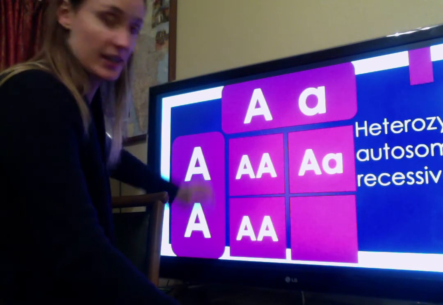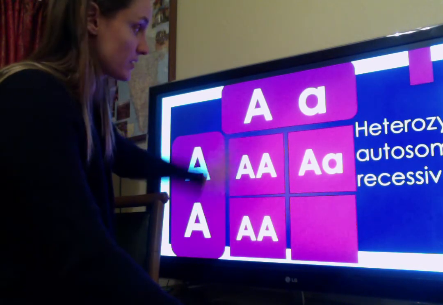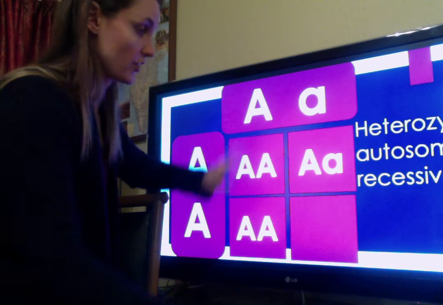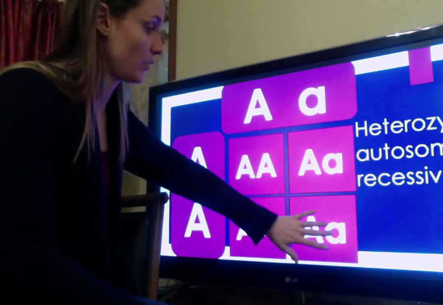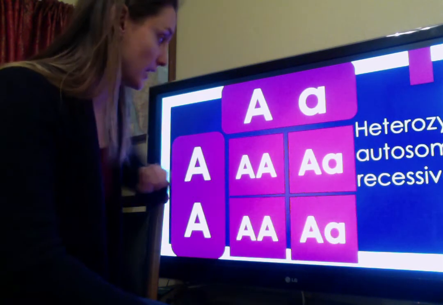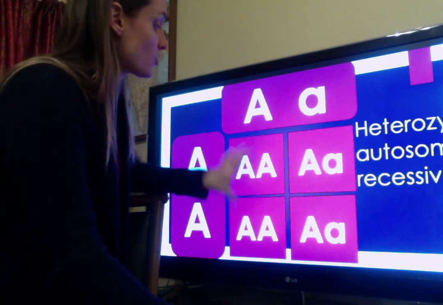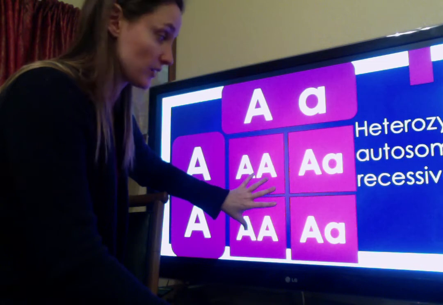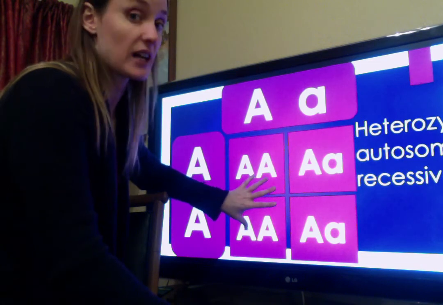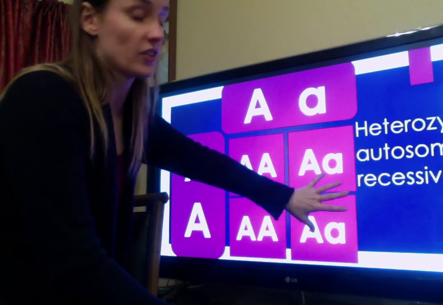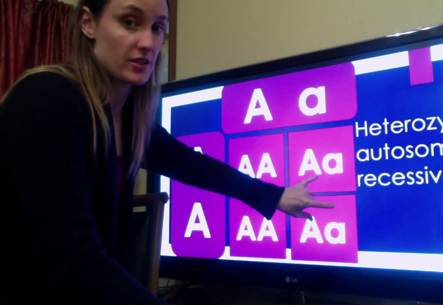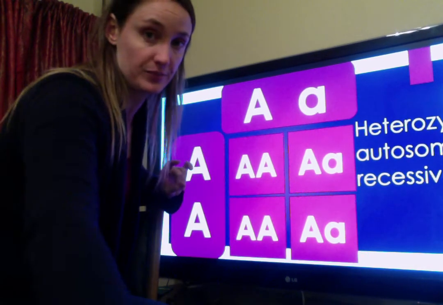And then we're going to get a big A and a big A here, because this one is not a carrier. So two big A's, they don't have the trait. And once again, big A and a little a. So in this case, half the children will not be carriers and will not express the trait. The other half will be carriers but will not express the trait.